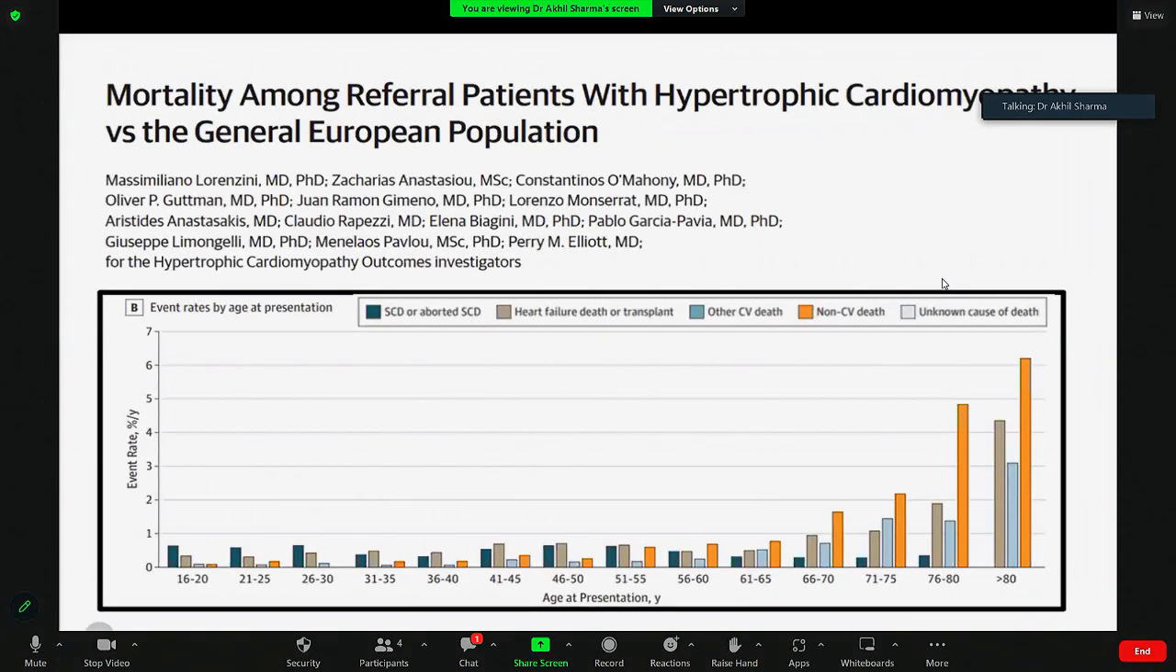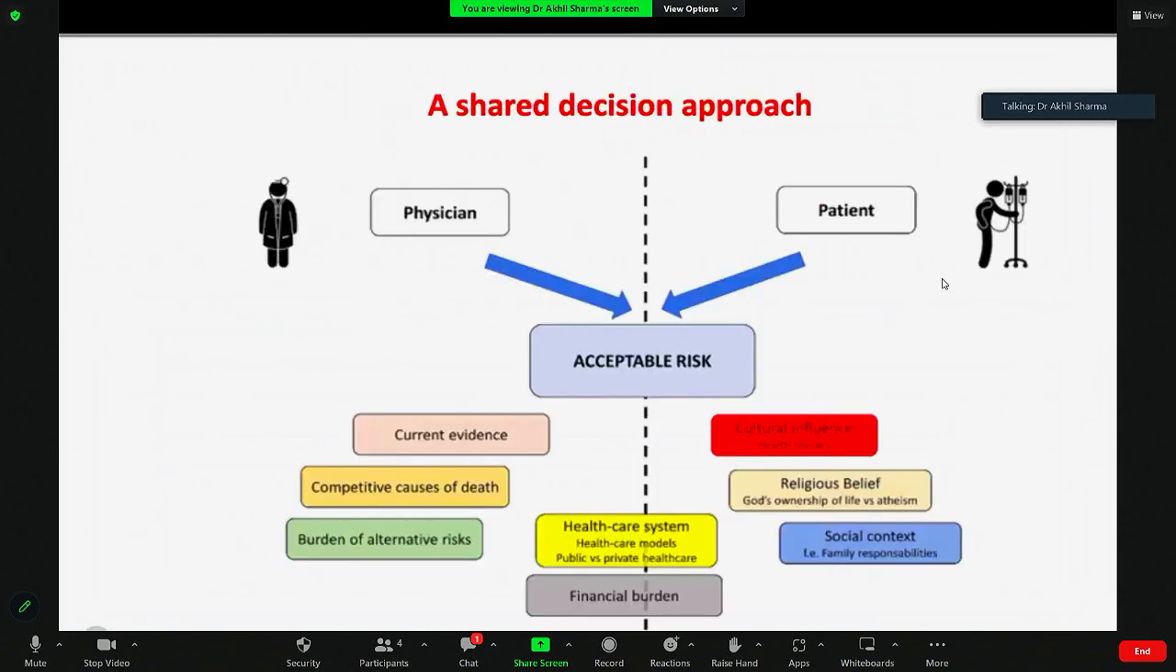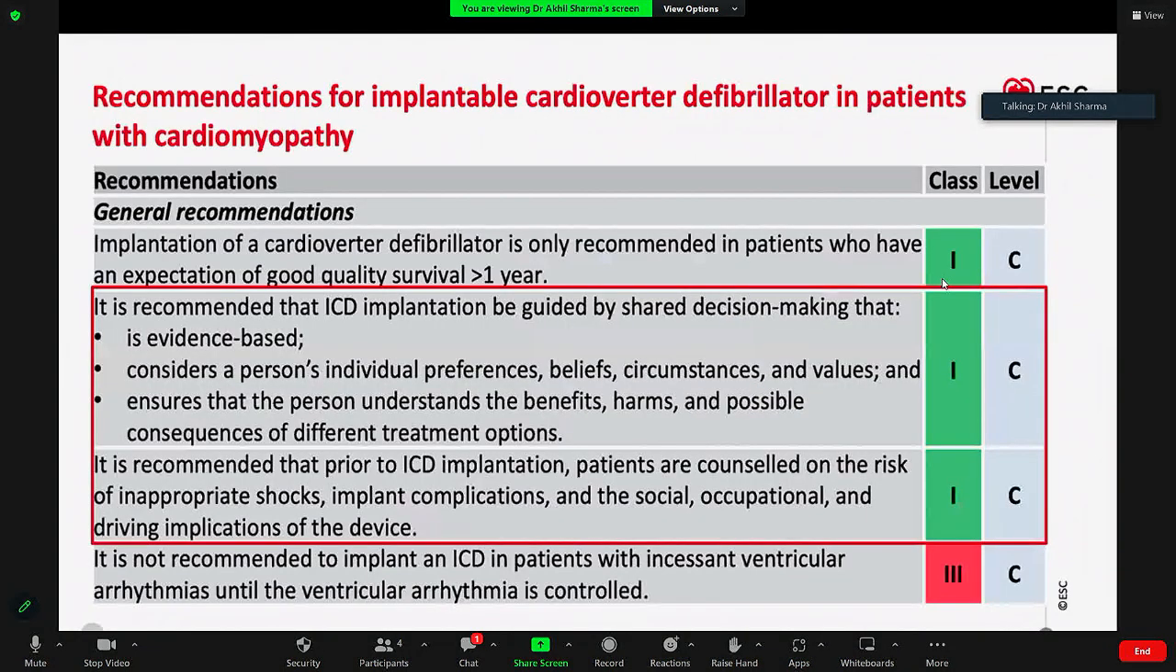As we are all aware, in early age sudden death is much more frequent in comparison to older age. So we have to include these patients from the beginning, when we diagnose, and use a shared decision approach. The physician as well as the patient should include in the conversation all factors like the current evidence, comparative causes of death, burden of the alternative risk, and simultaneously cultural, social, religious and economic factors should be included before making the decision.